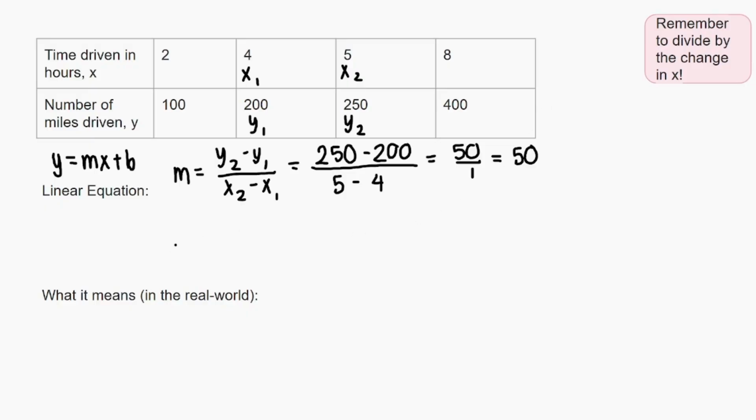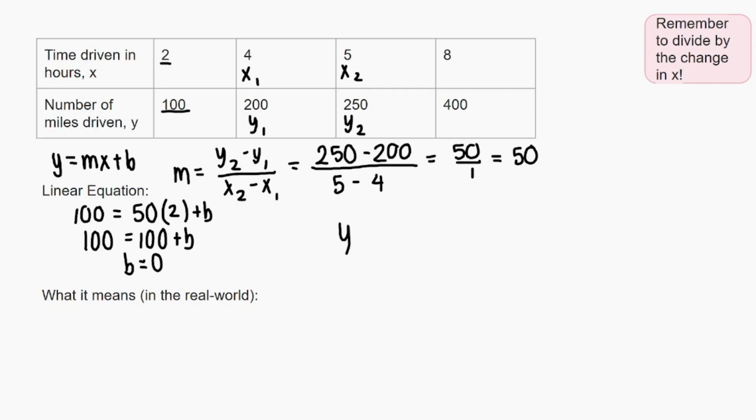Now let's look for the y-intercept. We know the line is going to be y equals mx plus b, and we can plug in any of these values here. So why don't we plug in this one? We're going to get 100, which is our y, equals 50, which is our m, times x, which is 2, plus b. So we have 100 equals 100 plus b. b is going to be 0. So our official equation is y equals 50x.